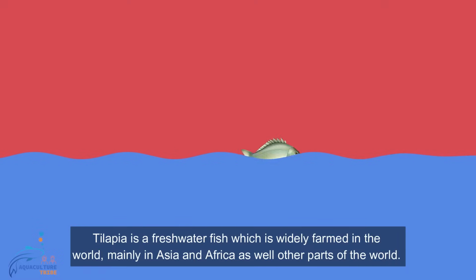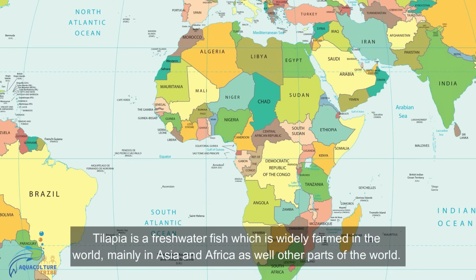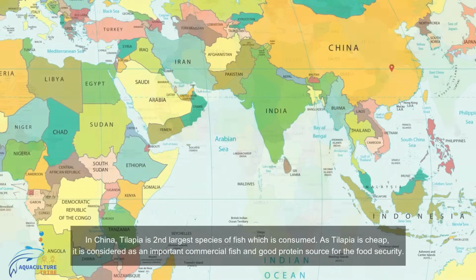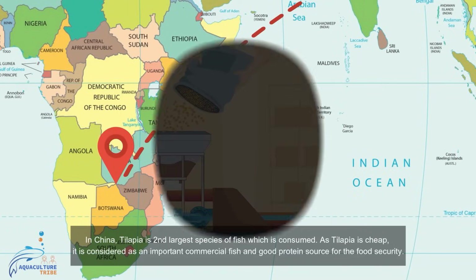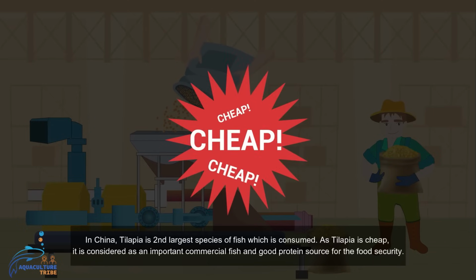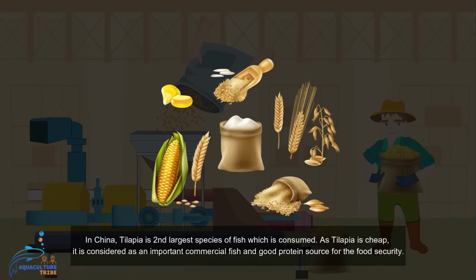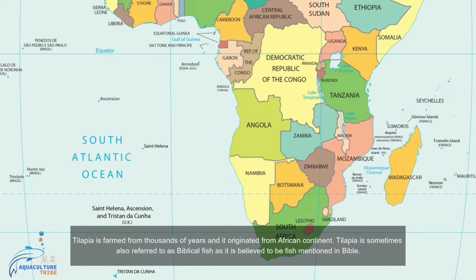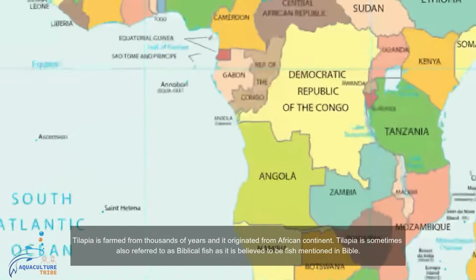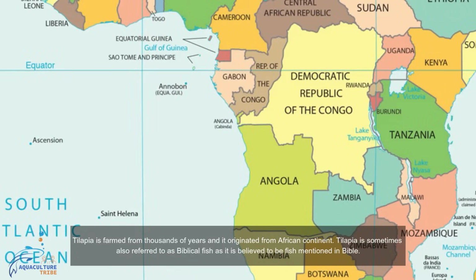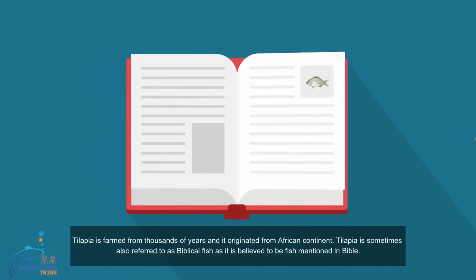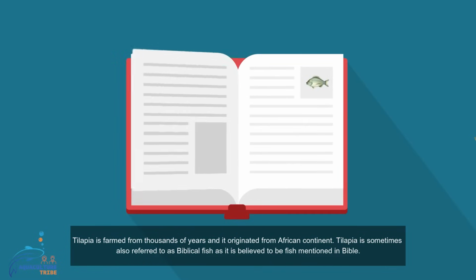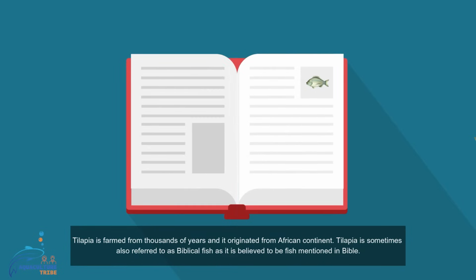Tilapia is a freshwater fish which is widely farmed in the world, mainly in Asia and Africa as well as other parts of the world. In China, tilapia is the second largest species of fish which is consumed. As tilapia is cheap, it is considered an important commercial fish and a good protein source for food security. Tilapia has been farmed for thousands of years and it originated from the African continent. Tilapia is sometimes also referred to as biblical fish as it is believed to be the fish mentioned in the Bible.